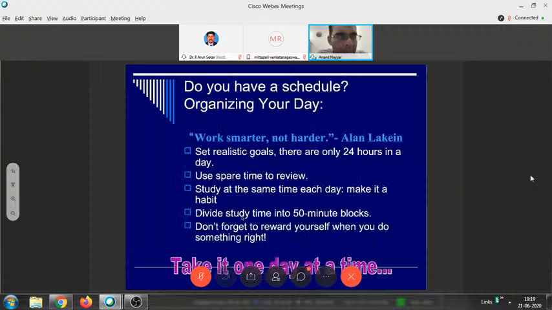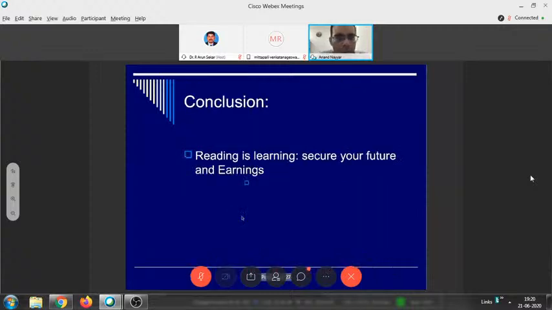So set your goals. Have a proper time to review. Study time should be 50 minutes. That's why the question came: how can I manage my time? So always read the paper in 50 minutes. When you're reading, devote at least 2 hours daily. So 50 minutes should be reading the paper, and 10 minutes should be your thinking time. I will be giving you the timetable tomorrow. Reading is learning, and it secures your future and earnings.